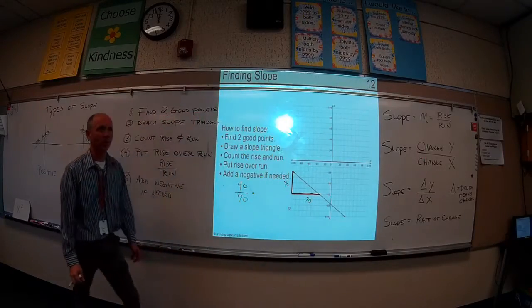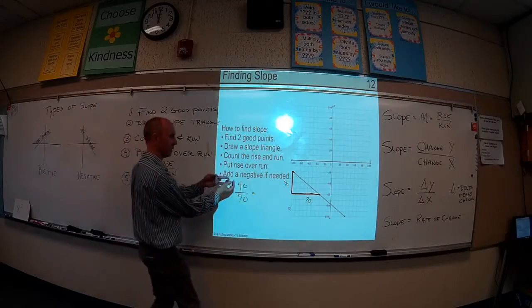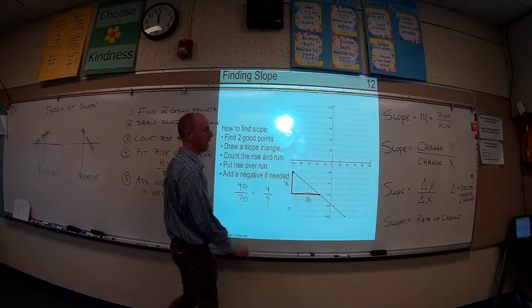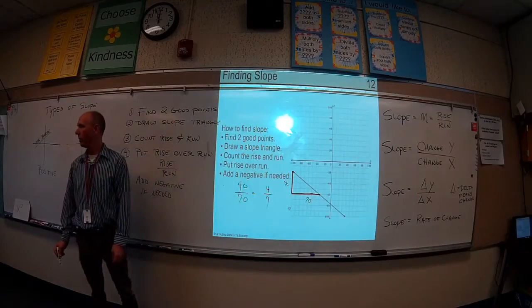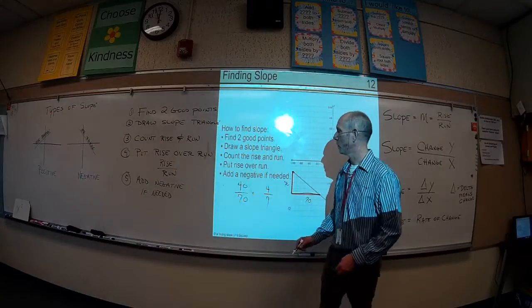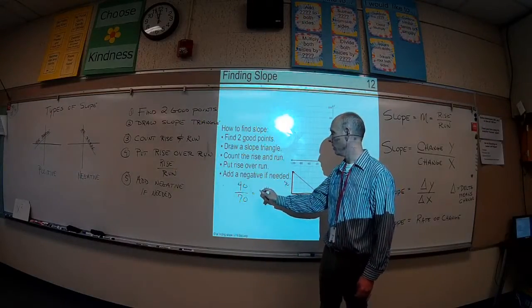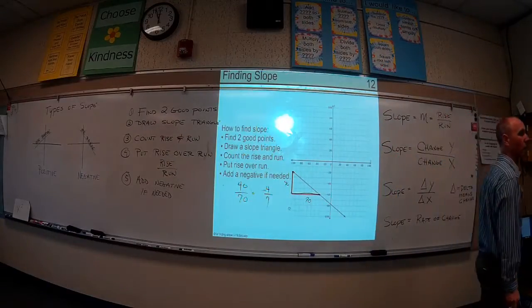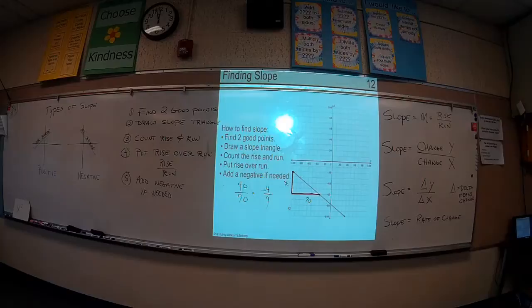Simplify this down for me, Chris. 4 7ths. And then, Greenlee, what do I do at the end? Give me the last step. Do I need a negative? I do need a negative because this is a negative slope. We need to put it on both? No, because if you put it on both, it becomes positive. A negative over a negative is a positive. Just put it on one, put it on the top. It would be negative 4 over 7, negative 4 sevenths.